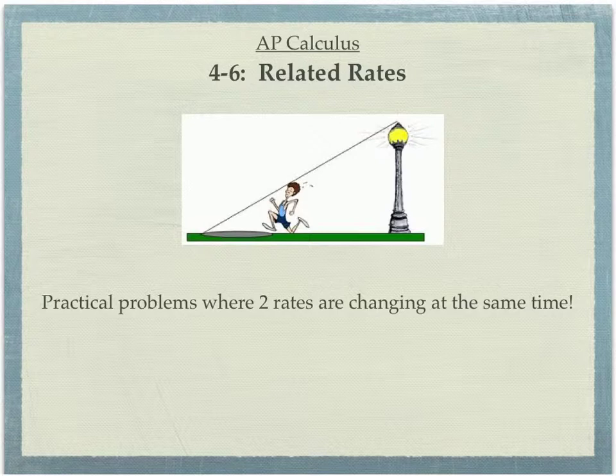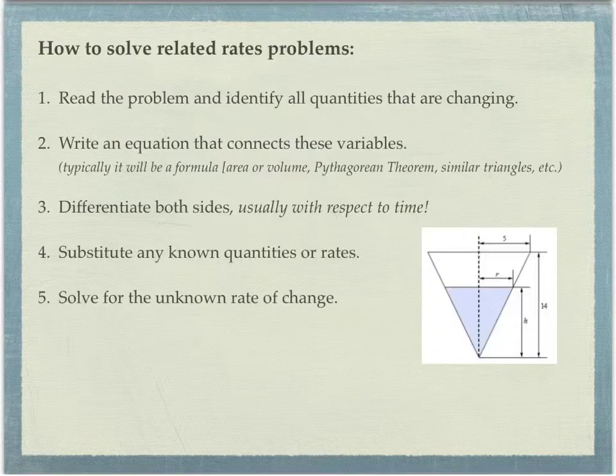Now this example right here we'll actually be doing one like this, not on the video but in class. What's actually changing here, of course, is the rate that this person is running away from the light, and the other thing that's changing is the length of his shadow. And so we'll be doing a problem or two related to that. Seems a little bit dorky, but that's what they're all about.